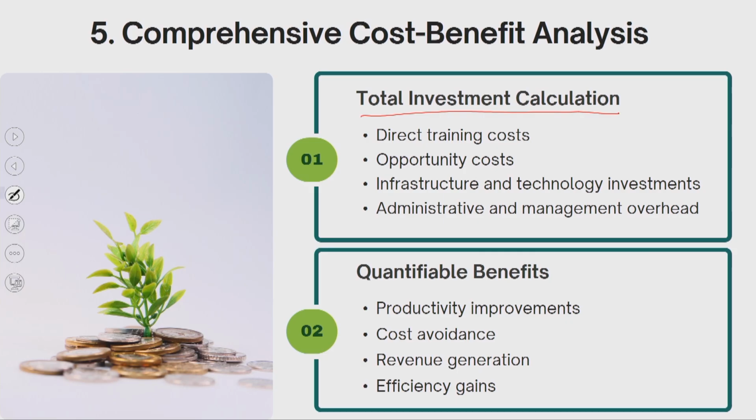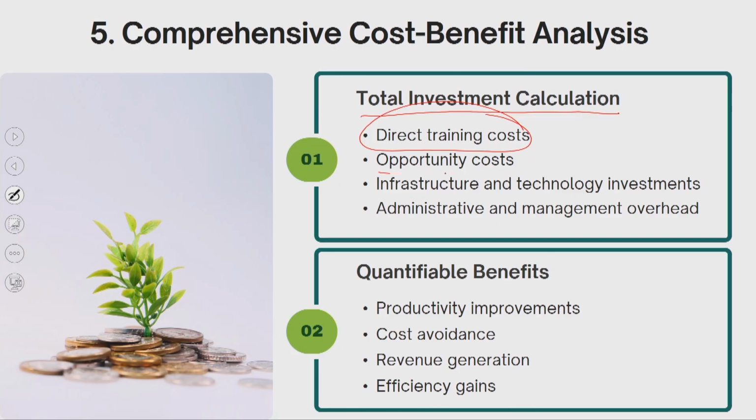Total investment calculation can be done through various costs. We'll start with the direct training costs, which include the obvious expenses like course development or licensing fees, the learning management system subscriptions, external facilitators, the material cost, the venue cost. All these typical obvious expenses are part of this direct training cost. These are typically well tracked, but they represent only a portion of total investment.